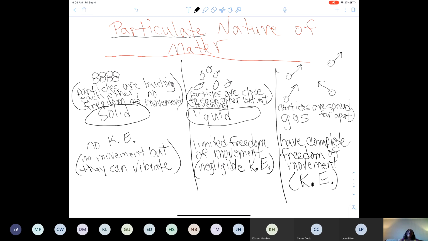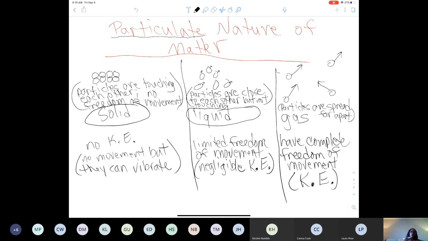So they have no movement with respect to each other, but they can vibrate in place. So this is how we describe the differences between solids, liquids, and gases at the particulate level. How close are the particles to each other? And do they have freedom of movement? And then also, like we did last week, we described the differences between solids, liquids, and gases based on whether or not they have their own shape and their own volume.